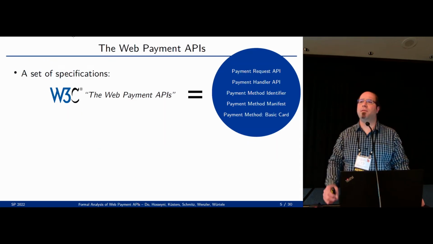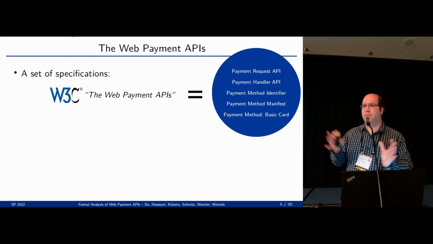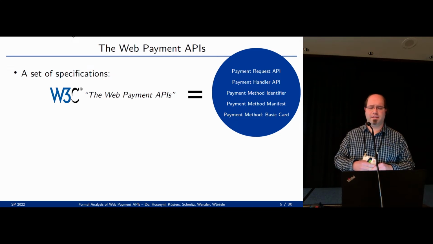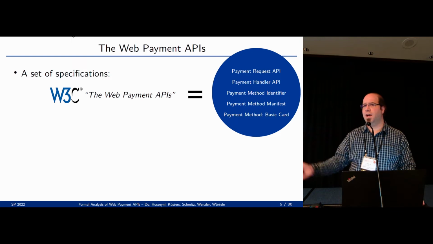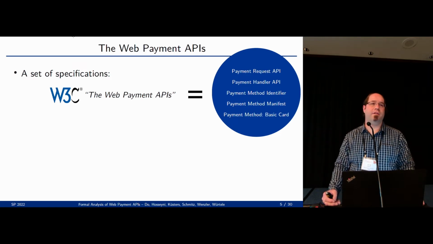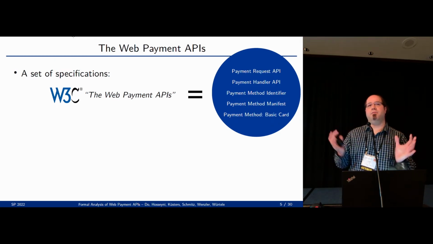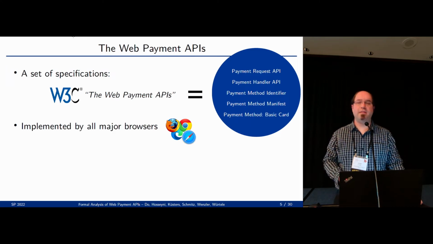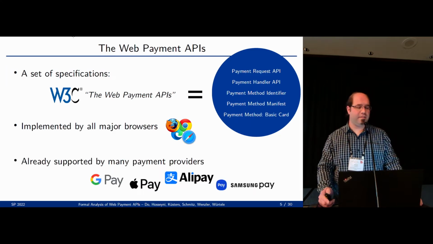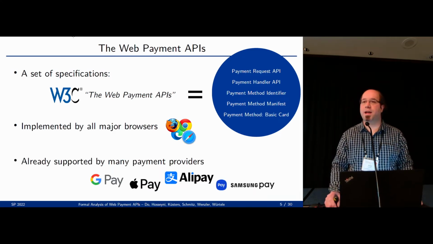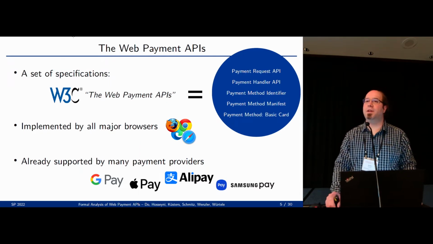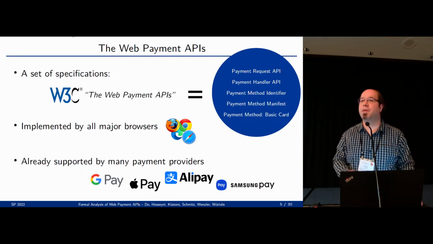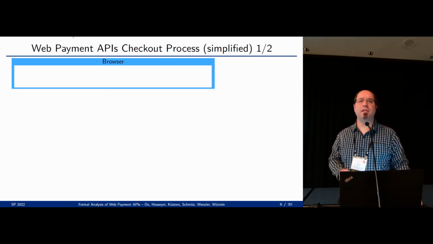So actually, the web payment APIs is a set of various specification documents. They specify, for example, an API for the merchant, an API for payment processors, and various other spec documents cover the various metadata formats that are used in the payment process. This is already implemented by all major browsers and supported by many payment providers, most notably the big tech companies, for example, Google Pay or Apple Pay. So how does this process work?